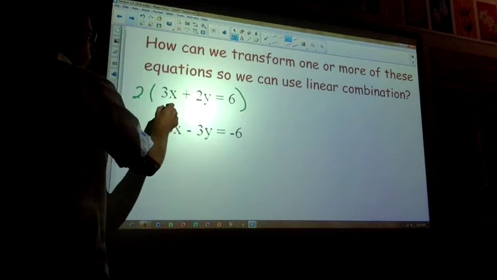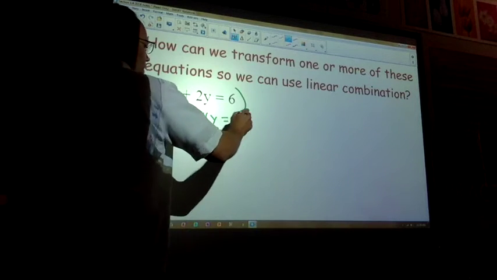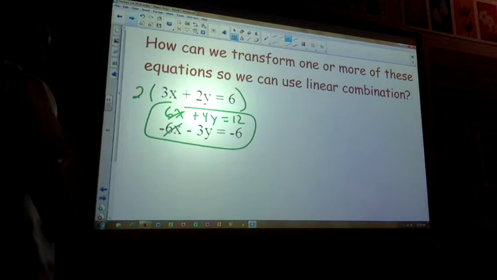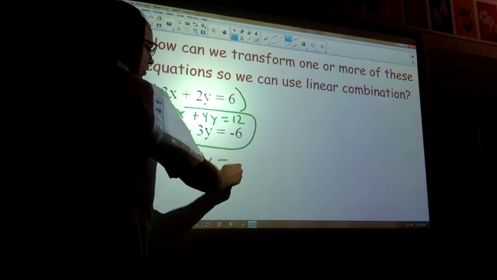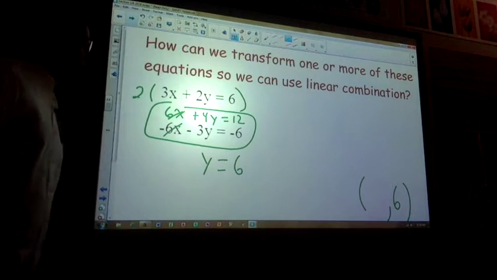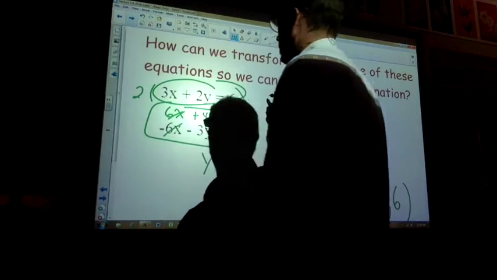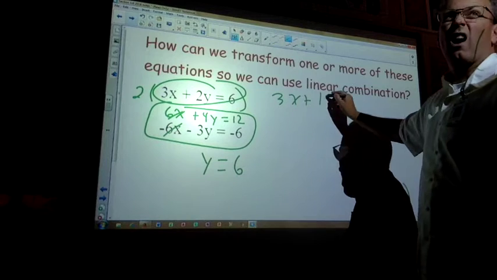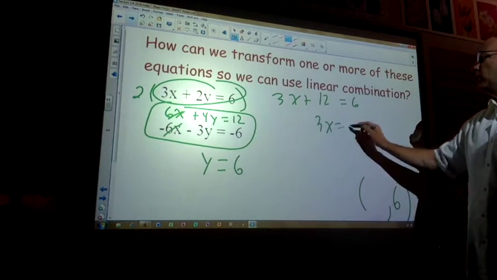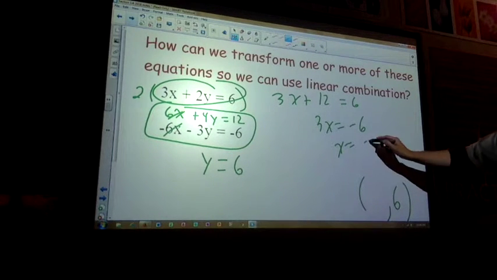So this is going to result in 6x plus 4y equals 12. So if I combine these together, that's gone, right? y equals 6. Am I done? Nope. Plug that y value back into either of the two. So I'll plug it into this top one. So I get 3x plus 12. Does that make sense? Equals 6. So 3x equals negative 6. x equals negative 2. Cool.